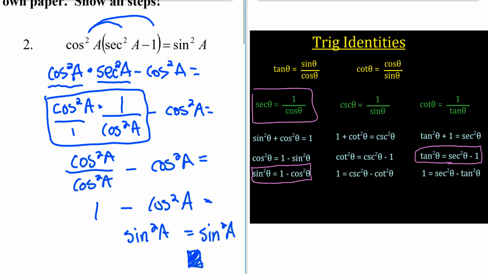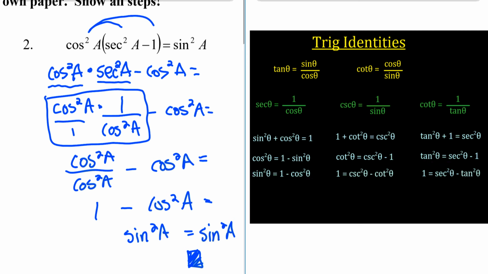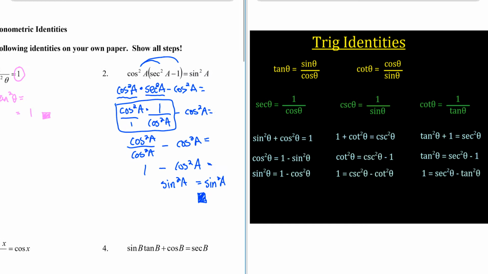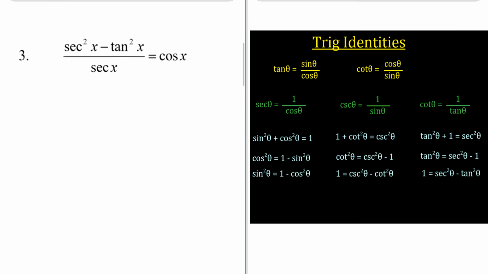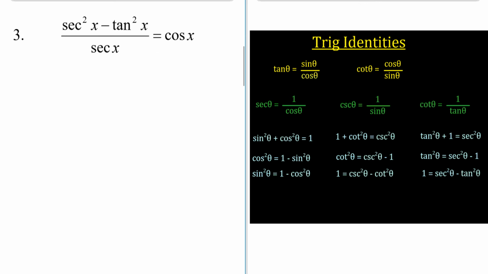All right, once again, let's get rid of our marks over here so we can be ready for number 3. Excuse me. Zoom out, scroll down to number 3. All right, so I need to change this big messy fraction, secant squared x minus tangent squared x, all of that over secant x into just cosine x.